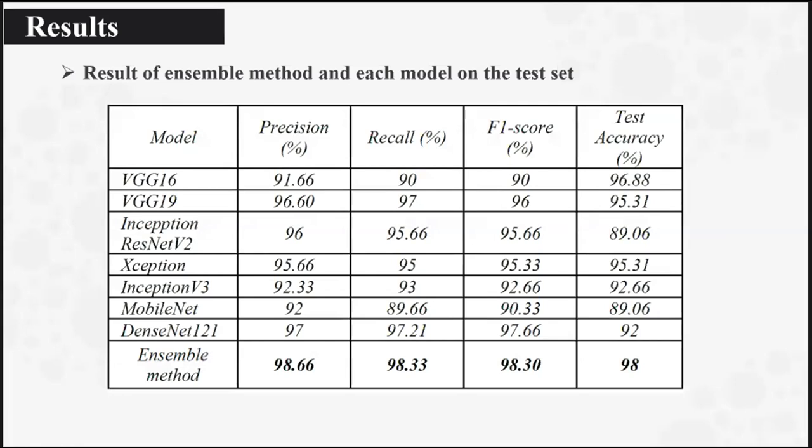Here we have the results of the ensemble method and of each model on the test set. As you can see, we were able to get the best performance with the ensemble method, by combining the predicted class of each model in a vector and taking the class that was most frequently predicted by all models. We got 98.66% precision, 98.33% recall, and accuracy of 98%.